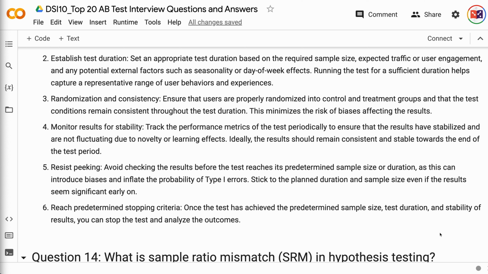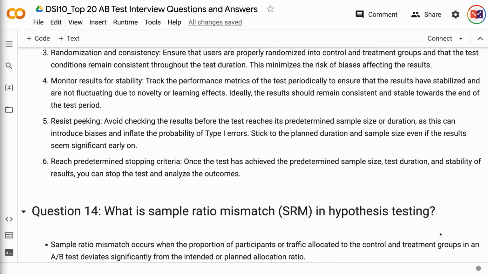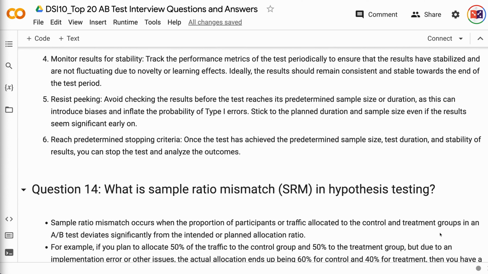5. Resist peeking. Avoid checking the results before the test reaches its predetermined sample size or duration, as this can introduce biases and inflate the probability of type 1 errors. Stick to the planned duration and sample size even if the results seem significant early on. 6. Reach predetermined stopping criteria. Once the test has achieved the predetermined sample size, test duration, and stability of results, you can stop the test and analyze the outcomes.